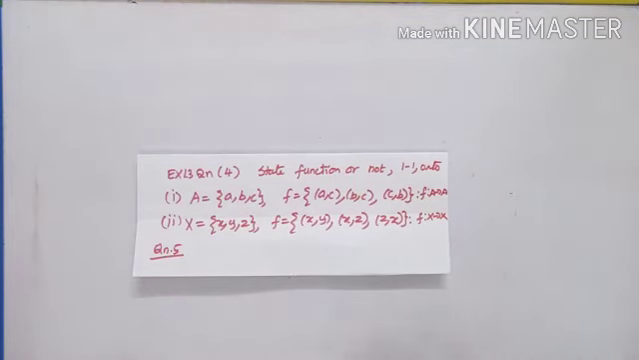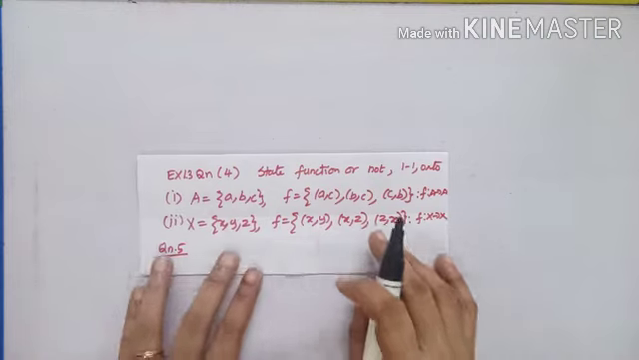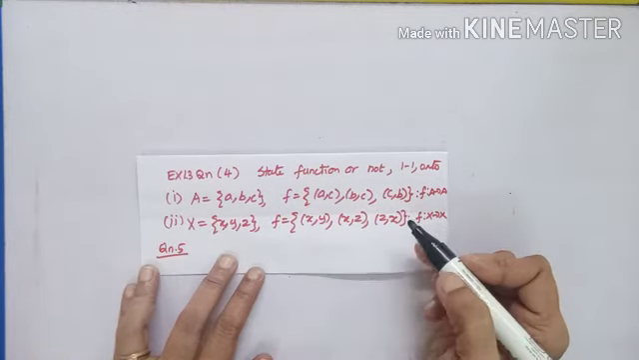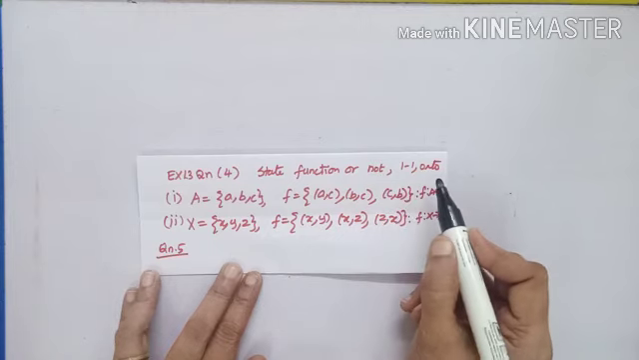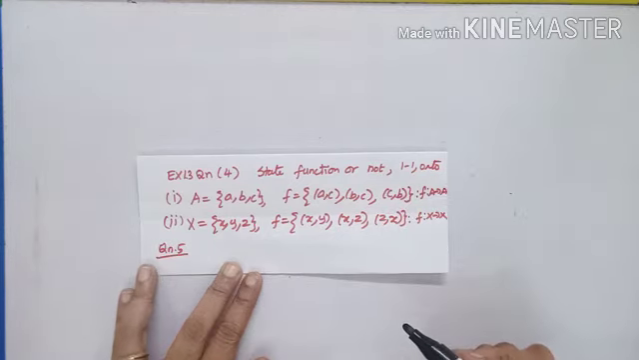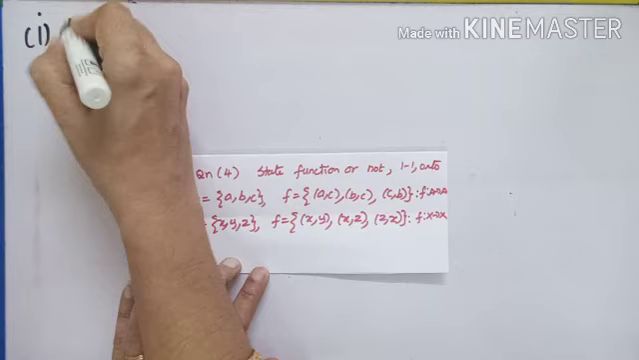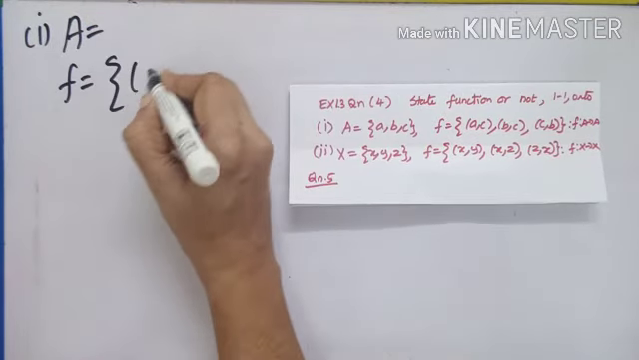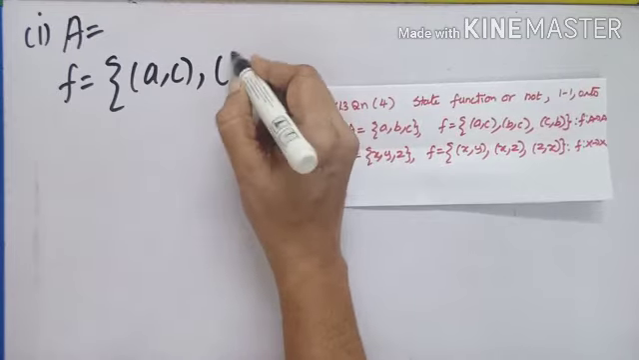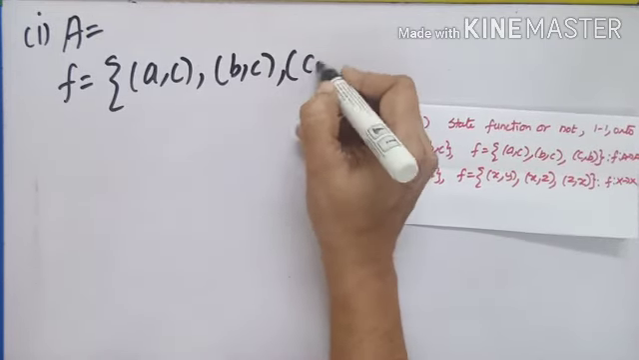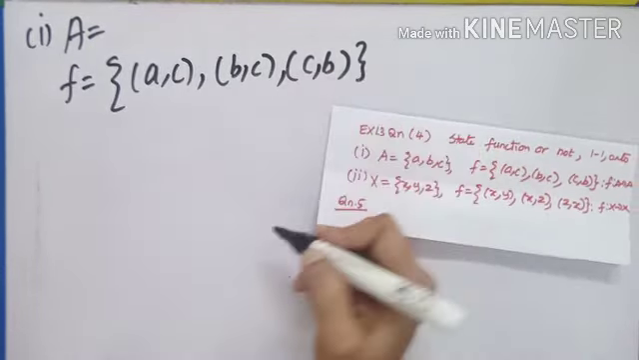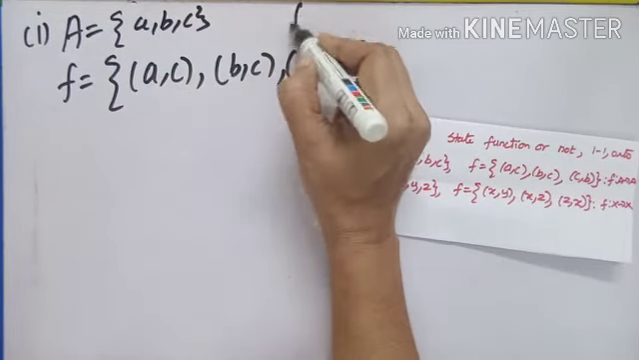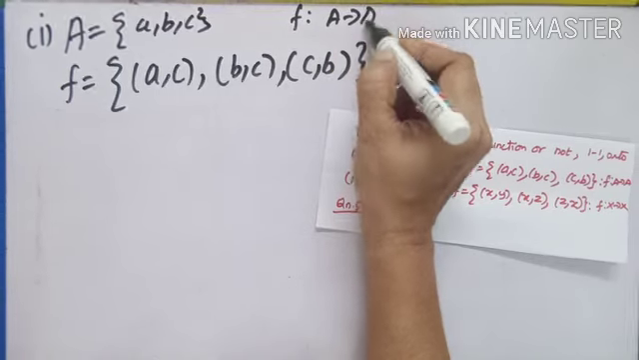Exercise 1.3, question number 4. State whether the given thing is a function or not. Also check whether it is 1-1 or onto. What is the question given? The function f is given in ordered pairs (A, C), (B, C), (C, B). A is given as {A, B, C}. F is a function from A to A.